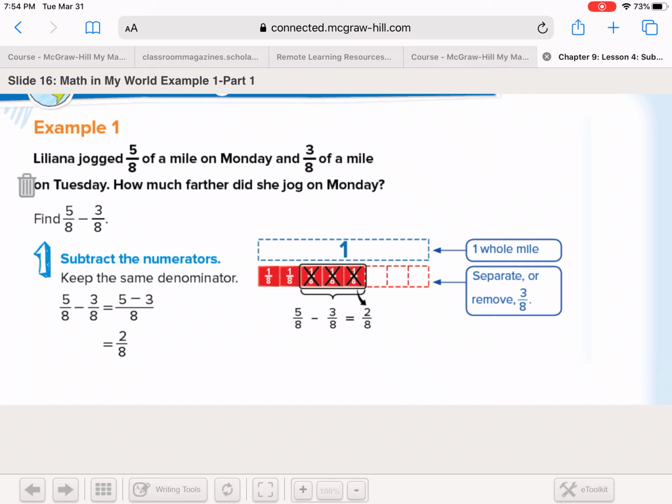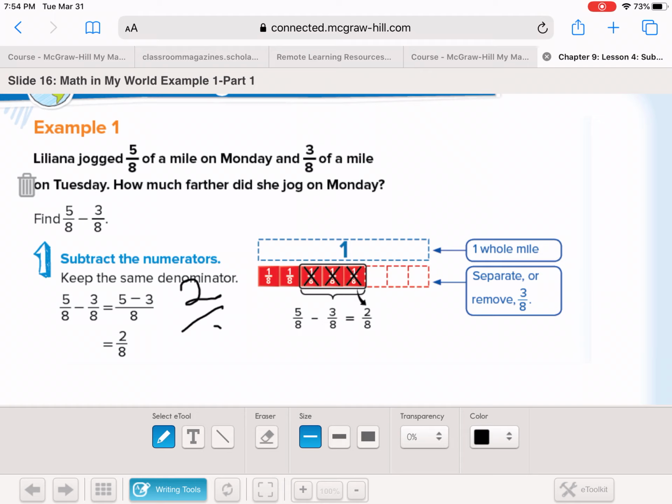Liliana jogged 5/8 of a mile on Monday and 3/8 of a mile on Tuesday. How much farther did she jog on Monday? So we know that 5 minus 3 is 2/8. Now, they didn't ask us to put it in simplest form, but we don't usually say 2/8 of a mile. You would probably put that into simplest form. So you would divide by 2 on both sides.